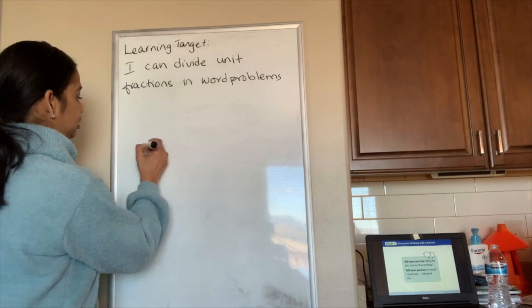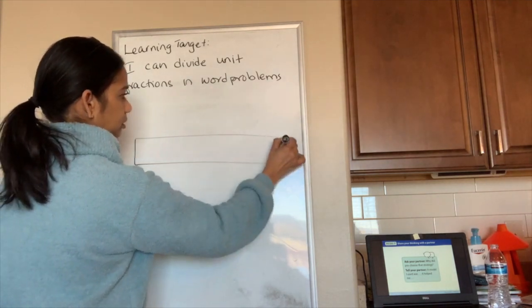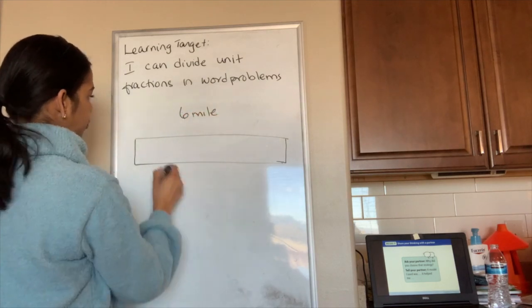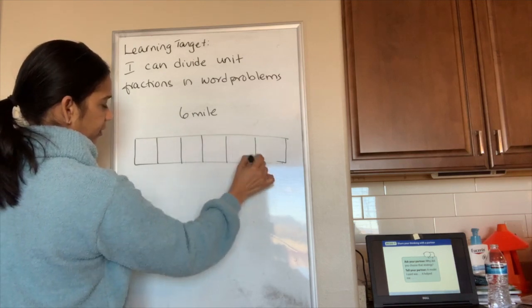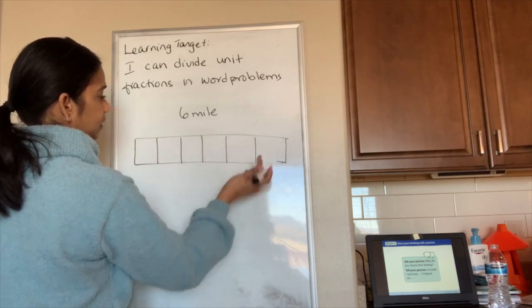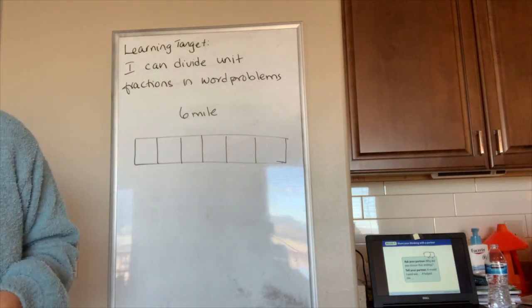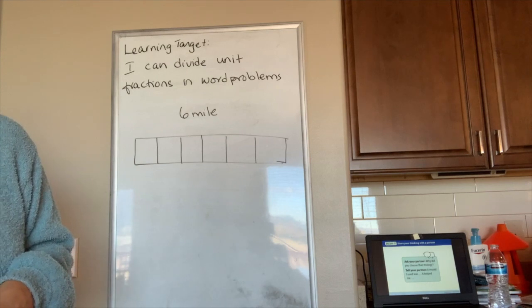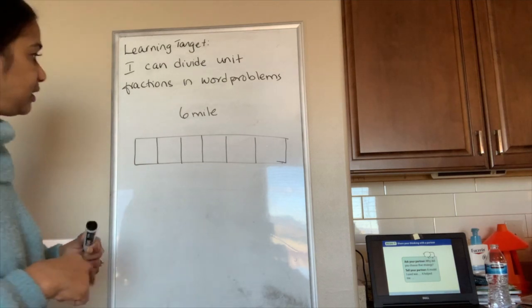Let's use a model like just blocks. So it's a 6-mile race. All right, 1, 2, 3, 4, 5, 1, 2, 3, 4, 5, 6. It's a 6-mile race, and every half mile, and at the 6-mile finish, how many water stops are there? So a water stop is at every half mile.